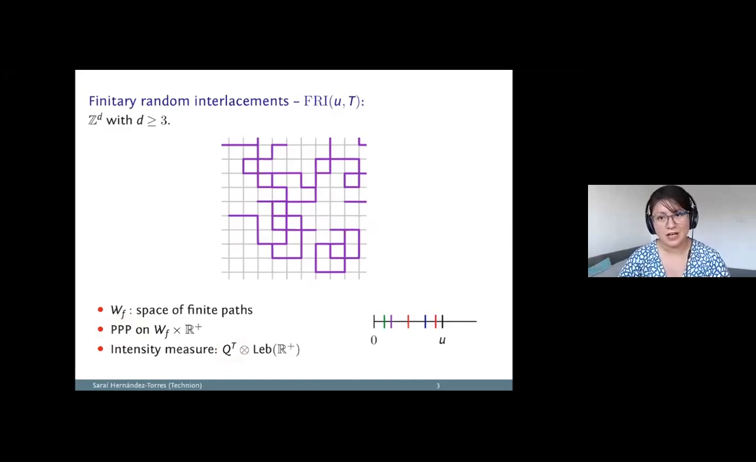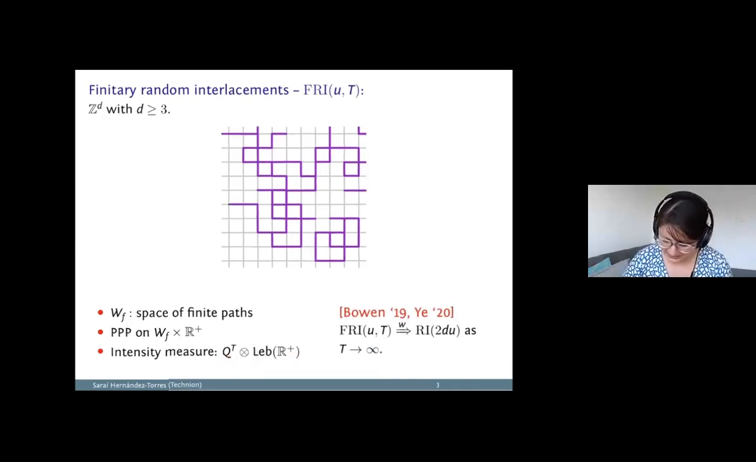This measure is built in terms of the capacity. Since we have these killed random walks, we have the killed capacity. So this is a Poisson point process on the product of the measure Q_t and the Lebesgue measure on the positive reals. Although I'm not saying who this Q_t is, I will give another construction for this process that is very explicit.